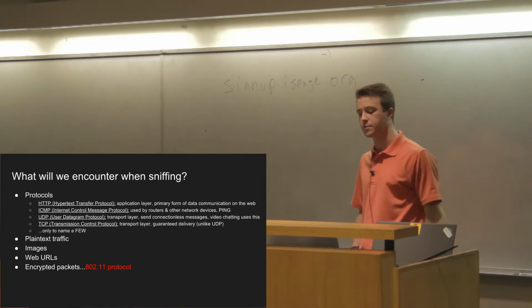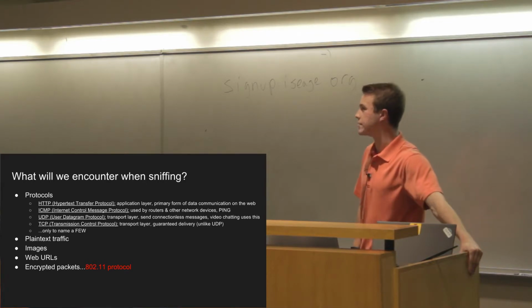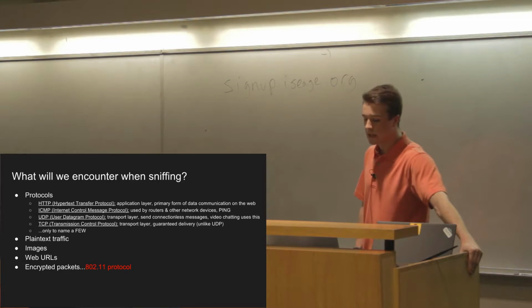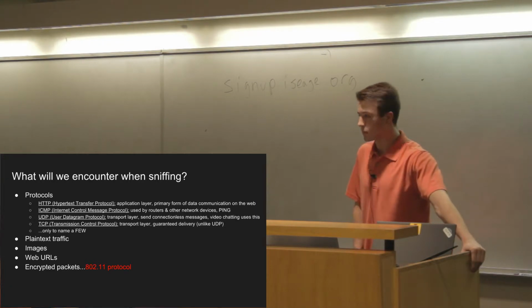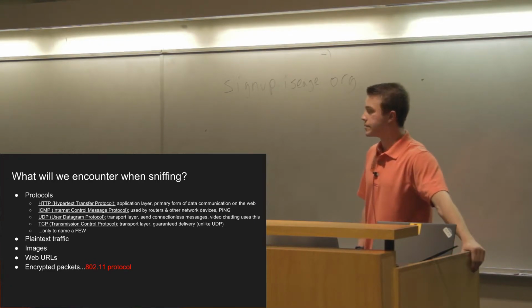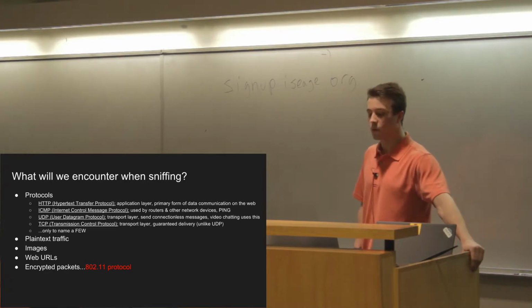First one, we have HTTP, which stands for Hypertext Transfer Protocol. You probably have seen that if you've ever used a web browser. It's on the application layer, and it is the primary form of communication for the World Wide Web, the internet. There's also HTTPS, the secure version, which is encrypted, and we'll look at viewing HTTPS packets and what that looks like for us on the sniffing side.